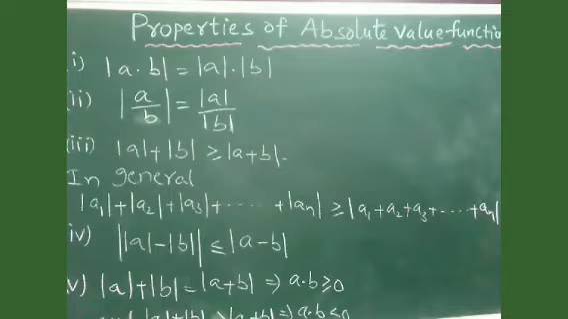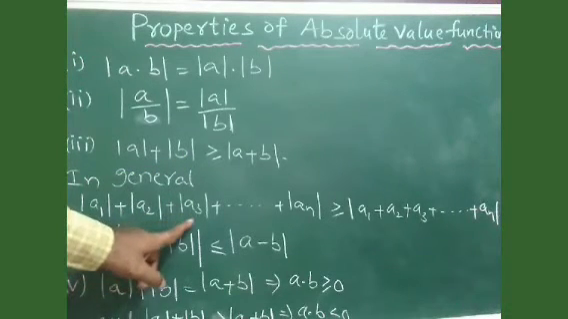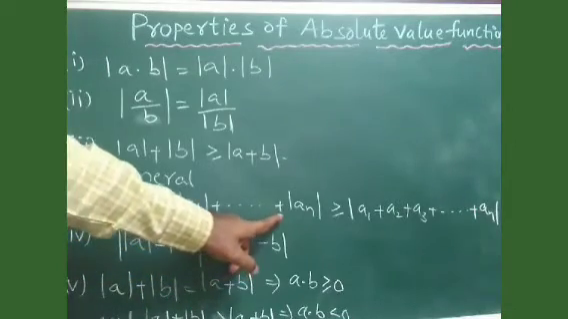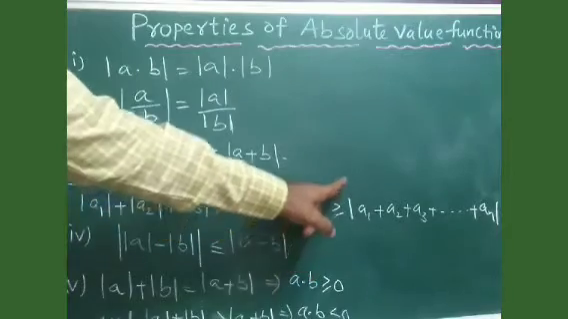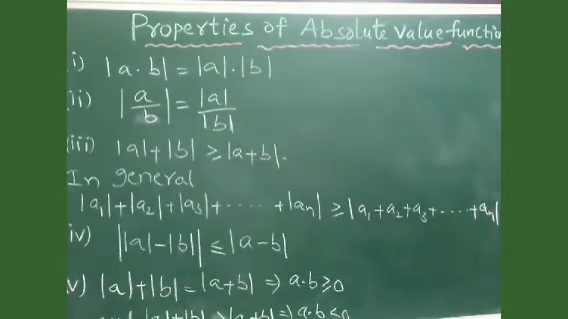Okay, so in general the same property we can extend further in this manner. Not only mod A plus mod B, for example, modulus of A1 plus modulus of A2 plus modulus of A3 and so on plus modulus of AN is greater than or equals to modulus of A1 plus A2 plus A3 and so on plus AN. Now look at property number 4.